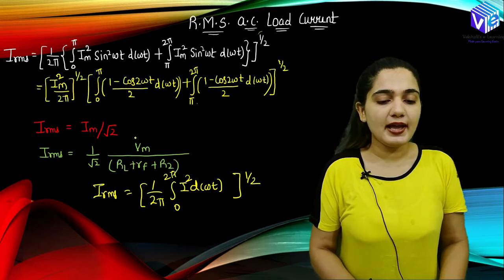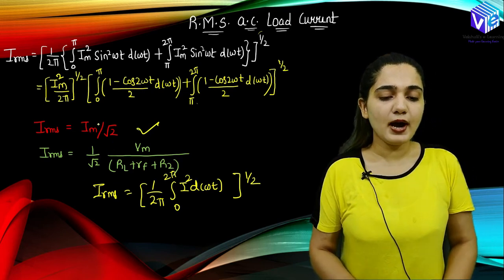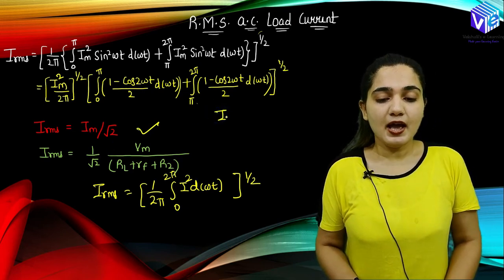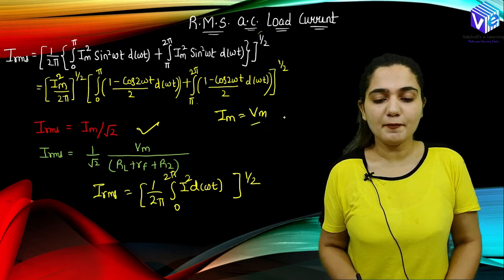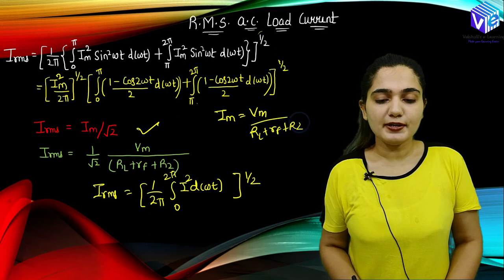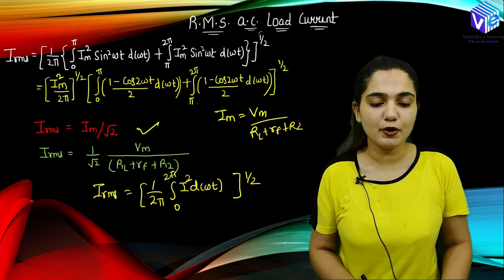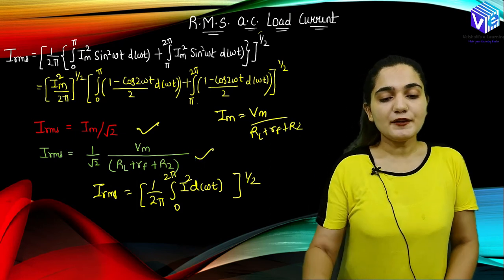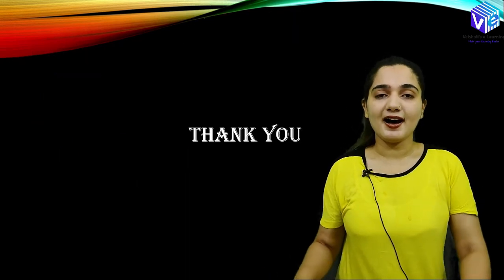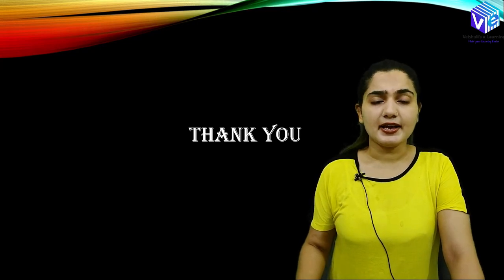When you solve it, IRMS will come out to be equal to Im upon root 2. So now again I can put the value of Im. Im was equal to Vm upon total resistance RL plus RF plus R2. So when you put the value of Im over here, you will have 1 upon root 2 Vm upon RL plus RF plus R2. So this is how you can represent the RMS AC voltage or the RMS AC current as well.